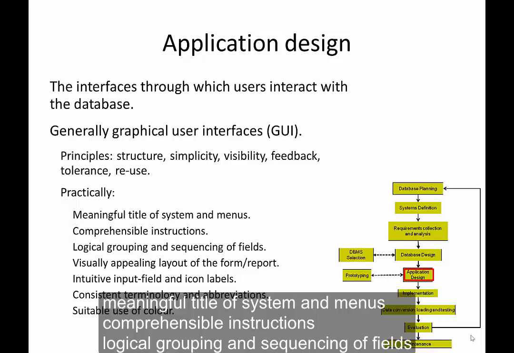Practically, so that's the sort of principles that you need to think about, but practically you need to think about meaningful titles for systems and menus. Use sensible words, comprehensible instructions that are suitable for the level of the person using the software system, logical grouping and sequencing of fields, visually appealing, intuitive, consistency of terminology, use of abbreviations. Generally, it's a good idea to avoid using abbreviations unless they are integral to what people are doing, suitable use of color, etc., etc.